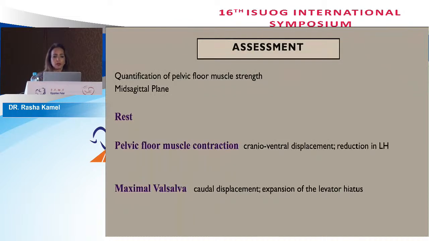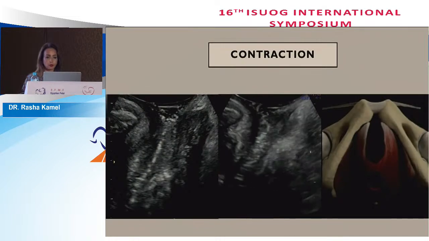So when we want to assess for the pelvic floor strength, we usually use the mid-sagittal plane and we assess the pelvic floor muscles at rest, and upon contraction we ask the woman to contract and we ask the woman to push down or exert a maximum valsalva. When we ask her to contract, we should note cranioventral displacement, which means that actually the pelvic organs are going to be sucked upwards and towards the symphysis pubis, and the opposite will happen upon pushing down. I'm going to show you how we see this.